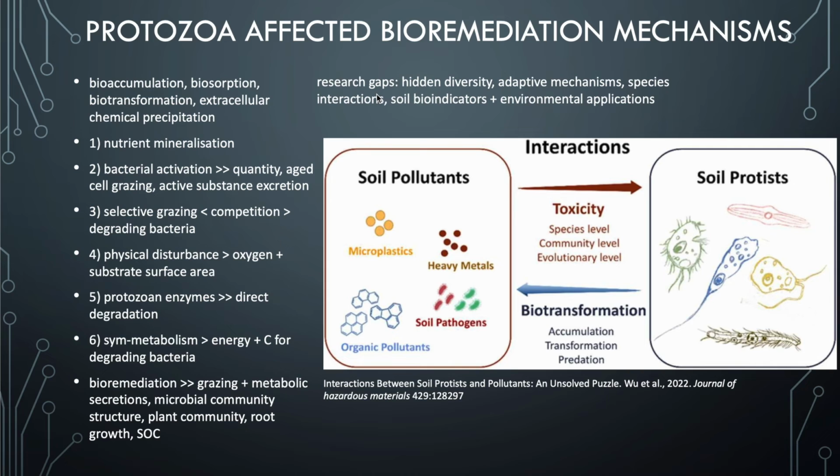And there are still many research gaps, and these include hidden diversity of soil protists. So soil protist diversity studies need to elucidate what is happening in the soil ecosystem in terms of the biodiversity of protists. What are their adaptive mechanisms? How do they actually adapt to these chemical changes produced by pollutants? What are the species interactions between the various protists themselves, but also with their prey and plants and all the other organisms that actually inhabit the soil ecosystem?